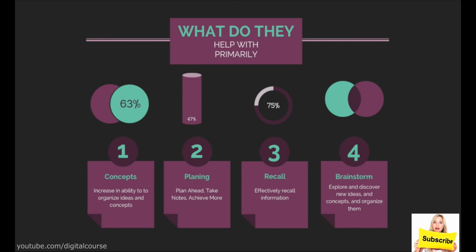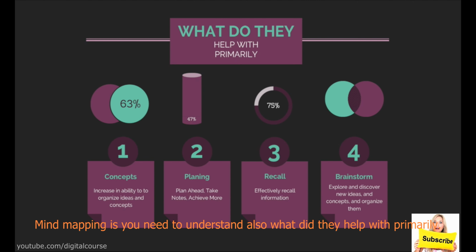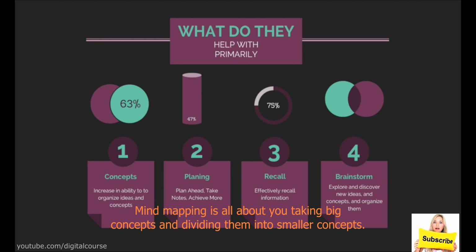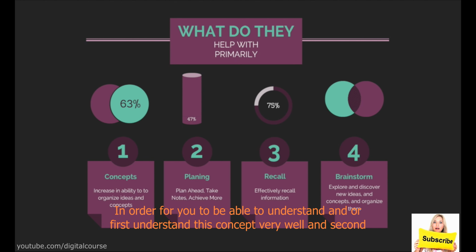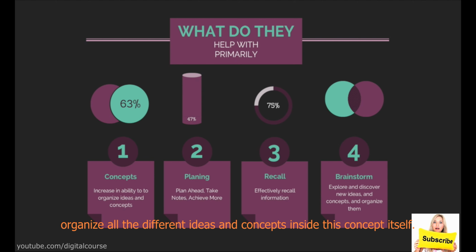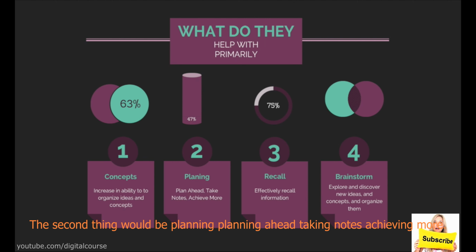For you to understand what mind mapping is, you also need to understand what it primarily helps with. So the first thing is concepts: an increase in the ability to organize ideas and concepts. Mind mapping is all about taking big concepts and dividing them into smaller concepts, in order to first understand the concept very well, and second, organize all the different ideas and concepts inside it. The second thing is planning ahead, taking notes, achieving more.